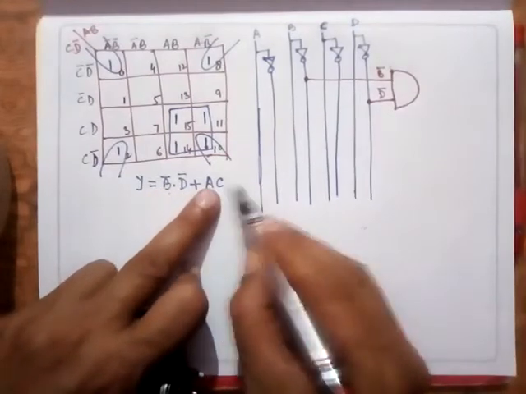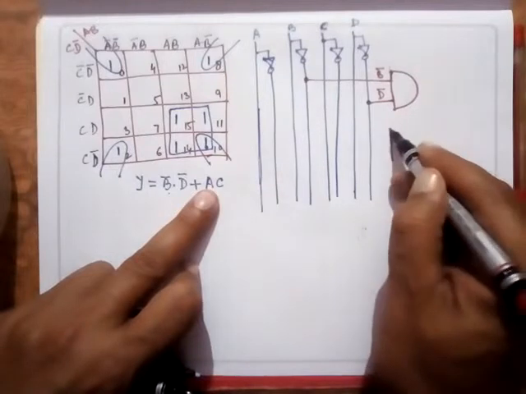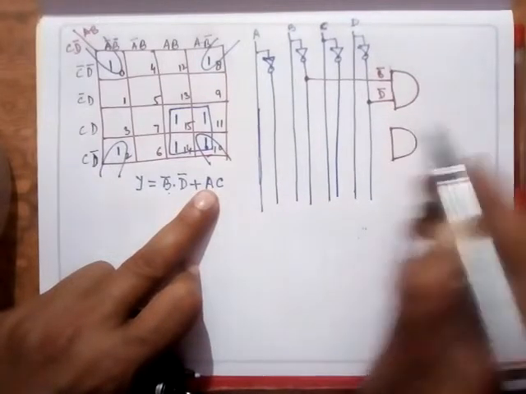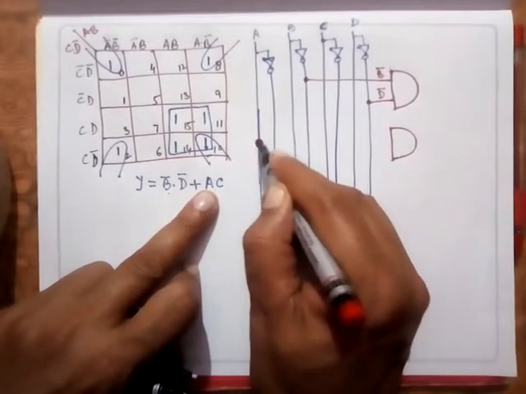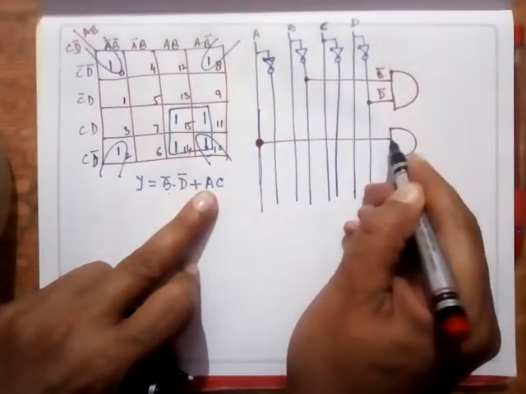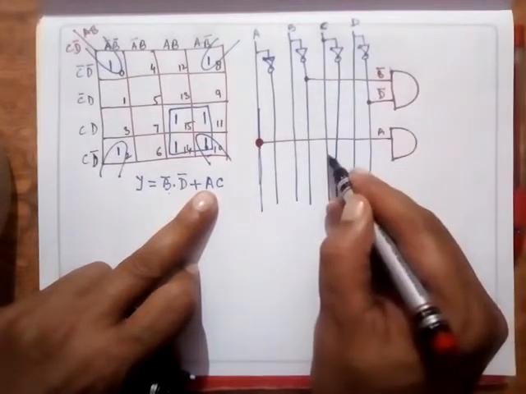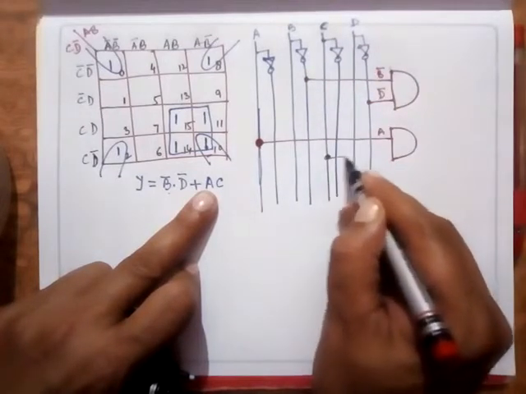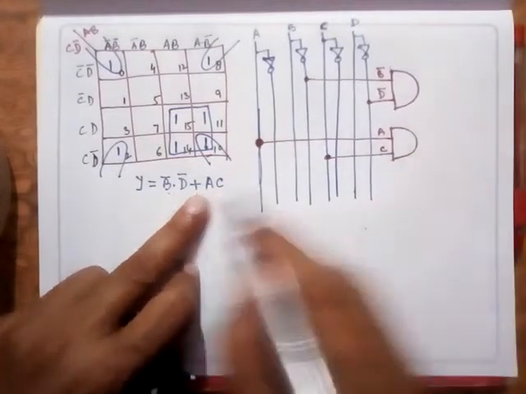Second, I need AC. Another AND gate where the input should be A and C. It is A from this side. I show this. Of course, this is representing A, and this is line for C. So I show it here. This is C. Now this is done.